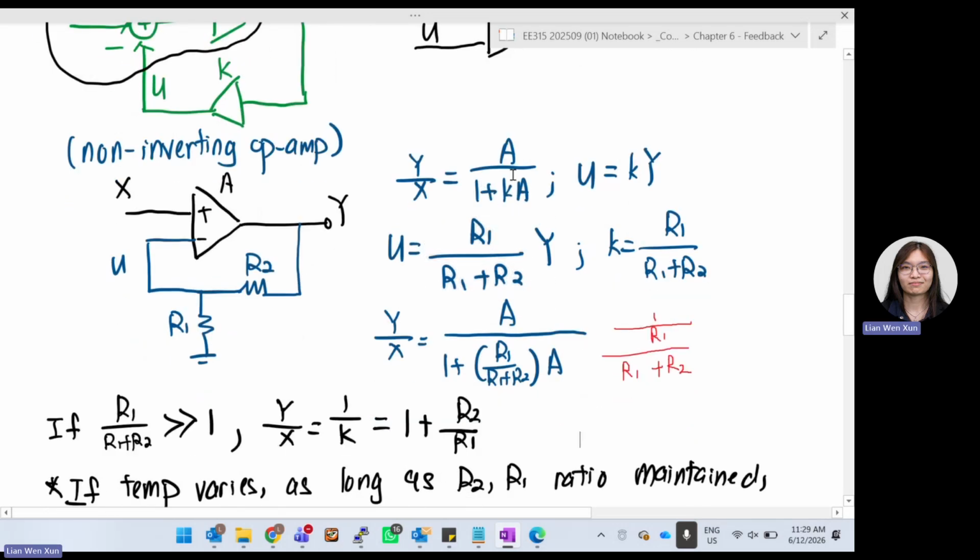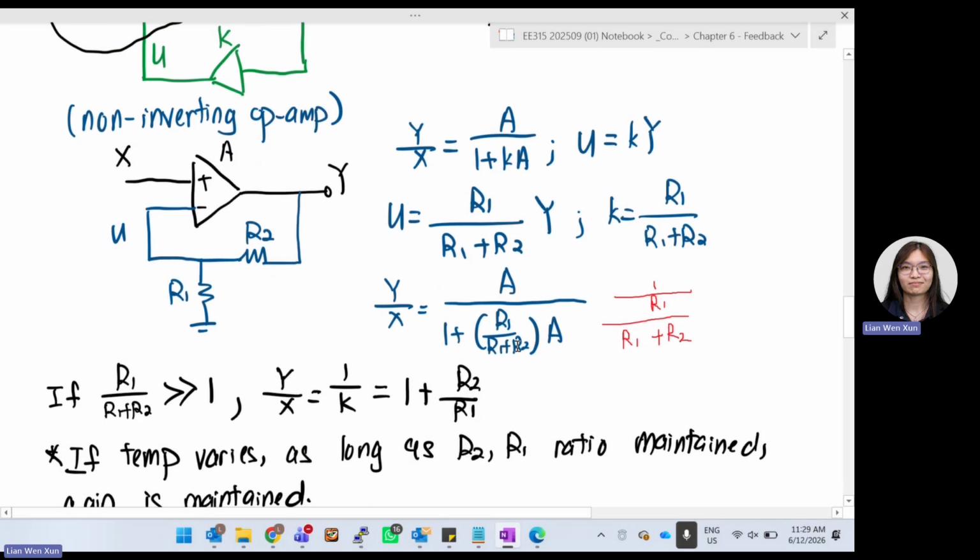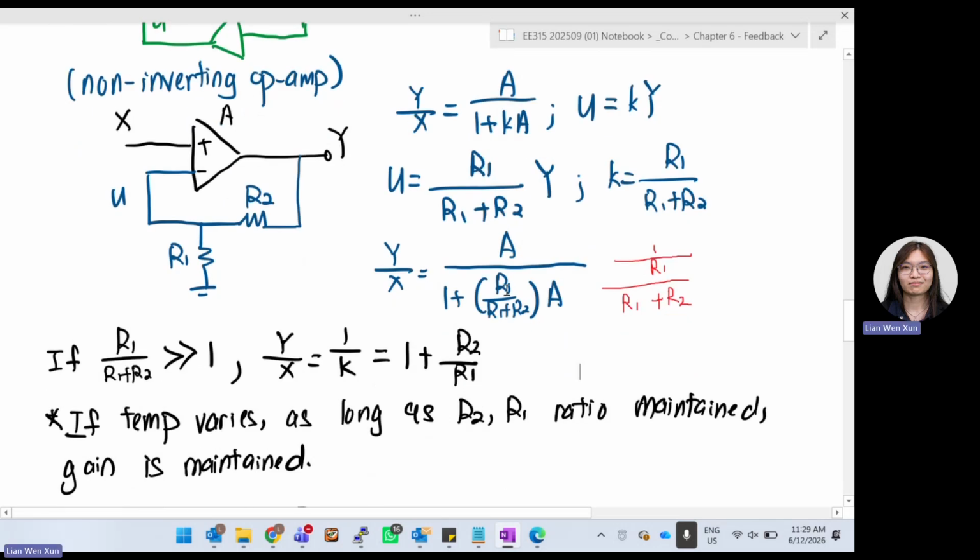So now you already know your K, you know your A. You can substitute everything inside: A over 1 plus KA. Now we assume that our KA is very, very big, so we cancel out the 1. In the end, you get Y over X to be 1 plus R2 over R1. This is exactly what we have learned in the non-inverting amplifier. If temperature varies, as long as the R2 to R1 ratio stays the same, since both have the same temperature characteristic, the gain can still be maintained. Okay, so that's the good part of a feedback system.